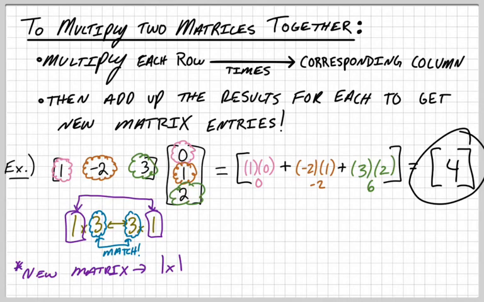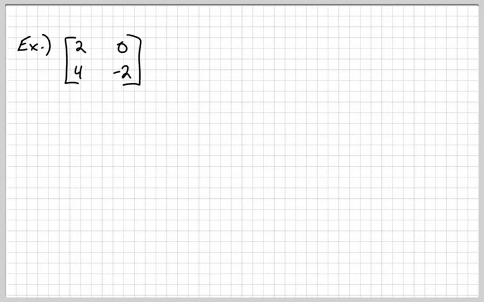Okay, not so bad. We're easing our way into this. That was just a row matrix times a column matrix. Let's do one more example here in this video. What if I have a 2 by 2 matrix like this times a 2 by 1 matrix, this column matrix right here.